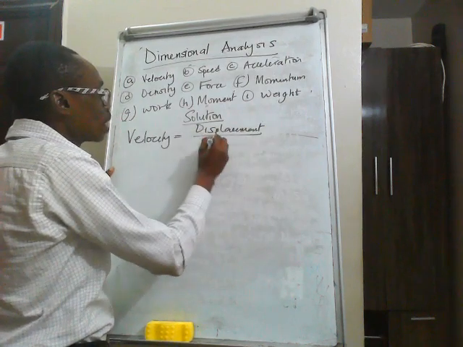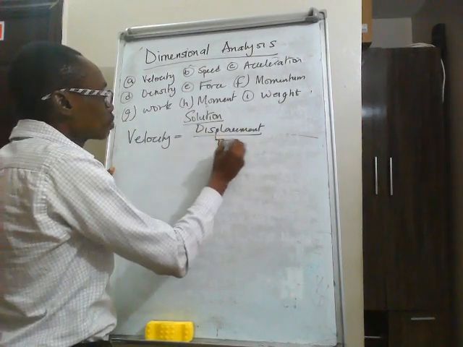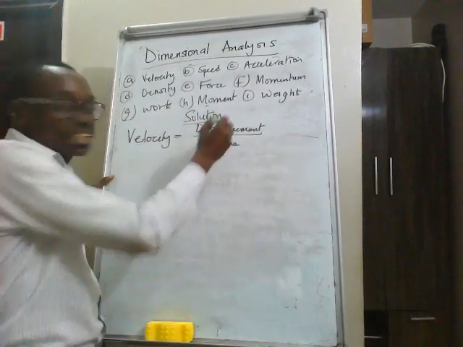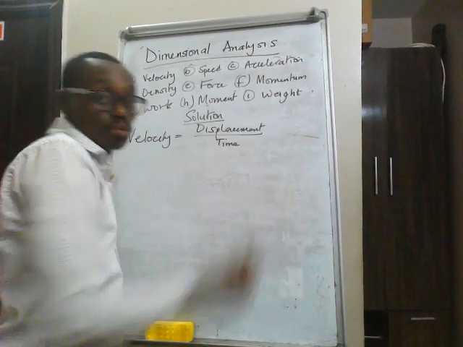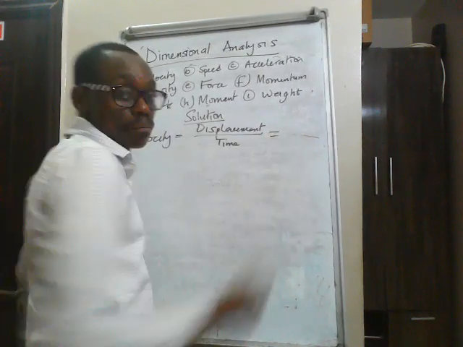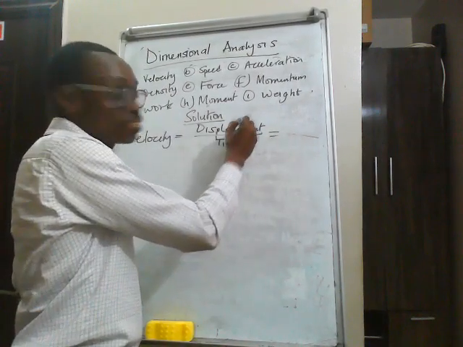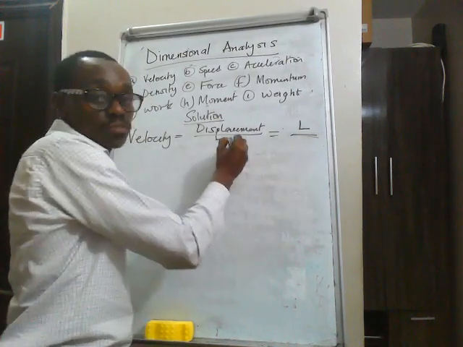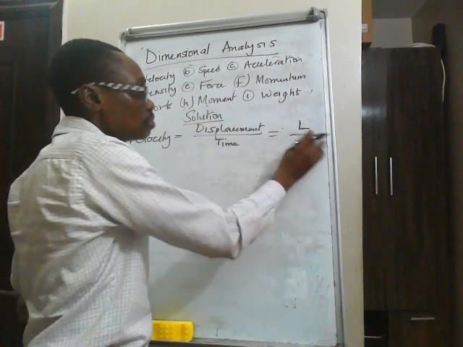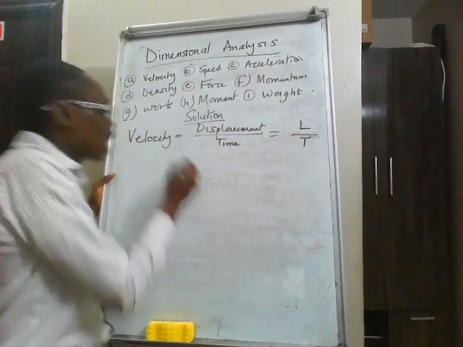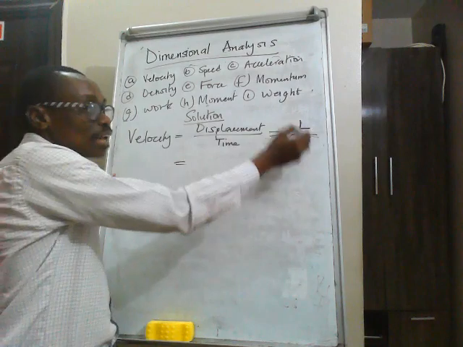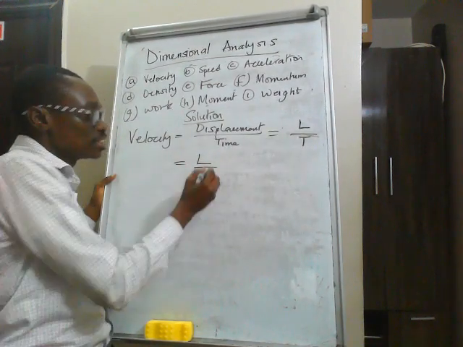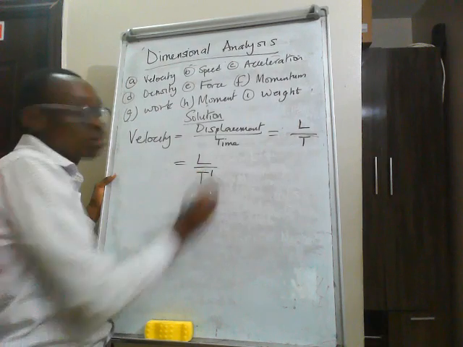all over time. And in the previous calculations we did, we said displacement is a kind of distance, which is a kind of length, and the dimension is L. What is the dimension of time? The dimension of time is T. So at the end of the day, this is L over T, which is the same thing as L times T raised to power 1 in the denominator.